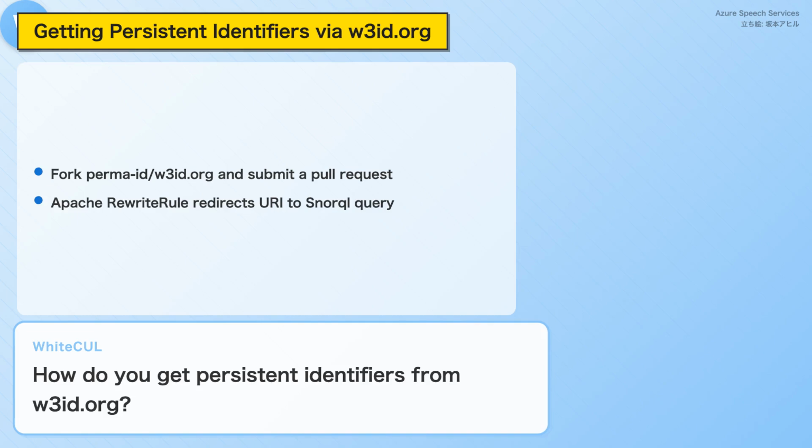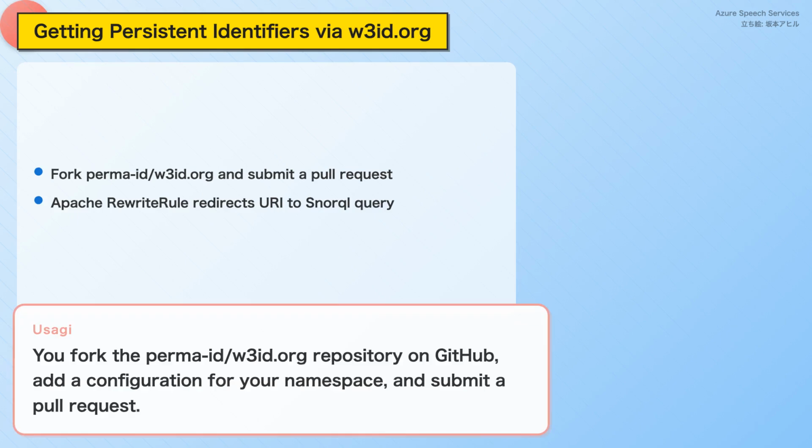How do you get persistent identifiers from w3id.org? You fork the perma-id/w3id.org repository on GitHub, add a configuration for your namespace, and submit a pull request.